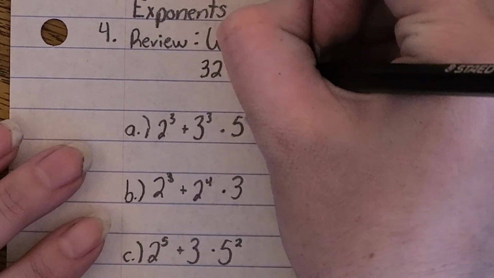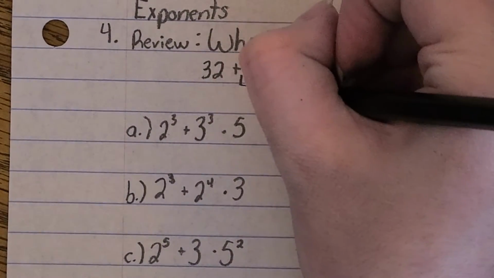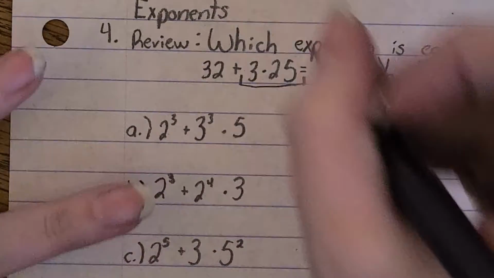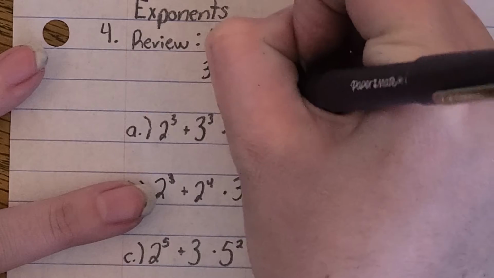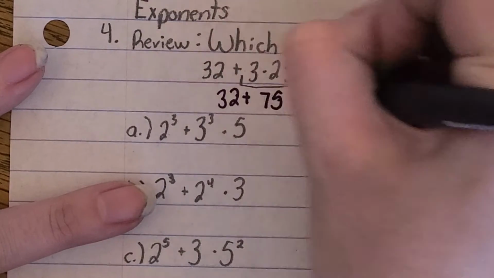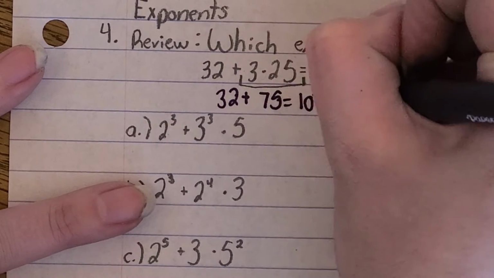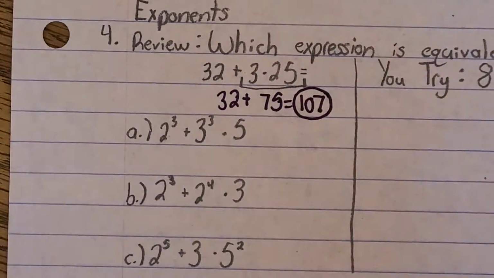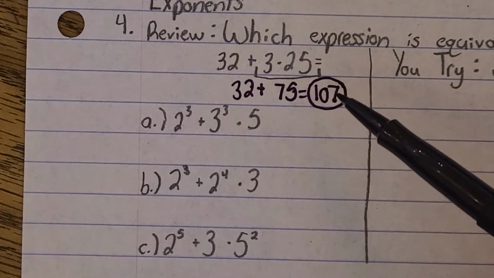Using GEMDAS, we know that multiplying comes before adding. So 3 times 25 will give us 75. Drop the rest. And 32 plus 75, 2 plus 5 is 7. 3 plus 7 is 10. So this is equal to 107. All right, so we need to decide which one is equivalent to this.